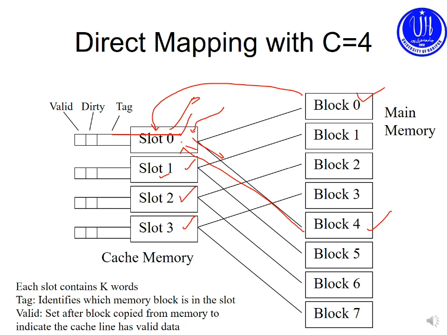The next point in direct mapping is that it is simple, because if I need block 0, the processor will just check here. It will not check elsewhere, because it is not possible for block 0 to come here or here or here. It will just check the specific line, so it's very quick. And there is no replacement algorithm. Block 0 will come directly here and will replace block 4 if it's already here. This is the simplicity of direct mapping.